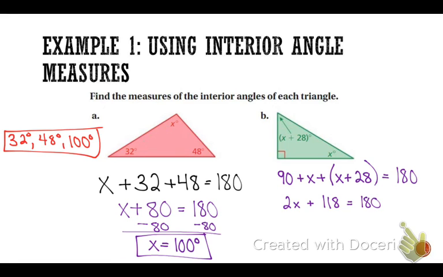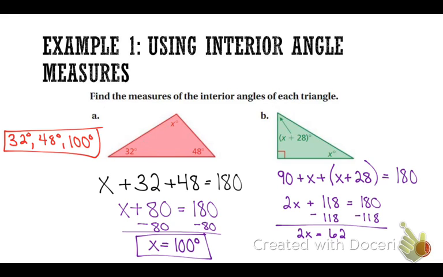All right, what's my next step, guys? What do I do next to solve for x here? I need to subtract what? 118. 118 from both sides. So minus 118, I get 62. All right, last step, Addie, what do you think? 2x equals 62.